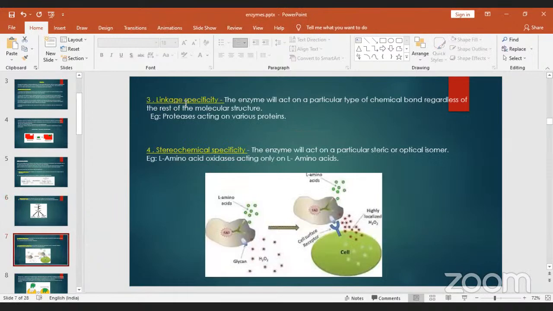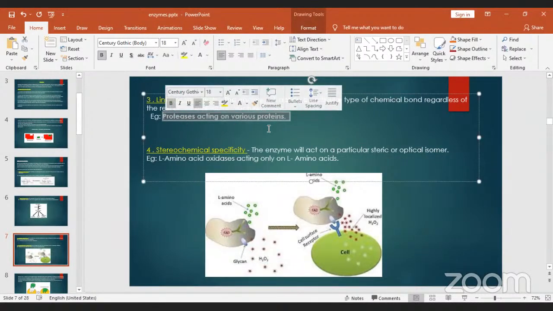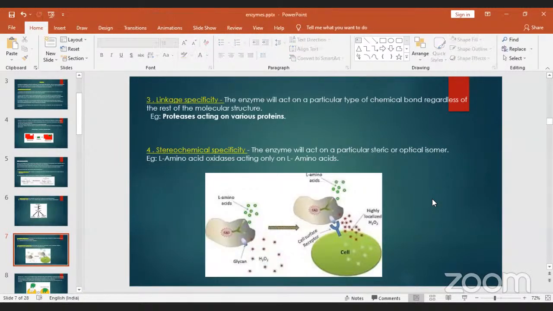The third one is linkage specificity. In this type of specificity, enzymes act on a particular type of chemical bond. Proteases acting on various proteins is the best example of linkage specificity.